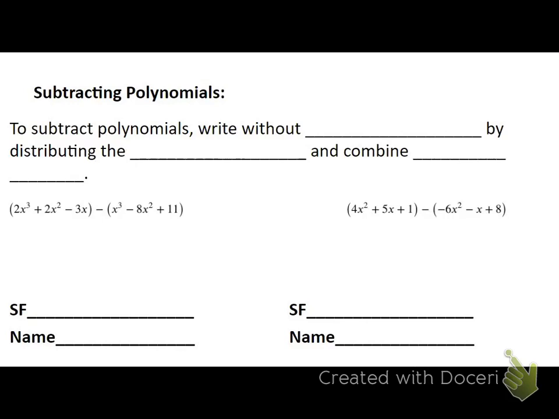Good. When we subtract polynomials, we're going to start much the same as adding polynomials, by writing without the parentheses first. Then, after we drop the parentheses, we're going to distribute that subtraction sign. So to get rid of that subtraction sign, we're going to distribute it.